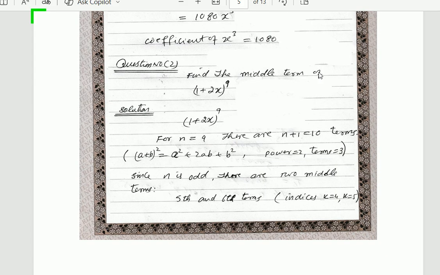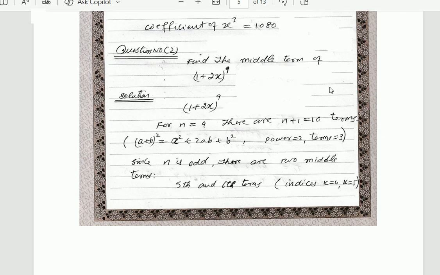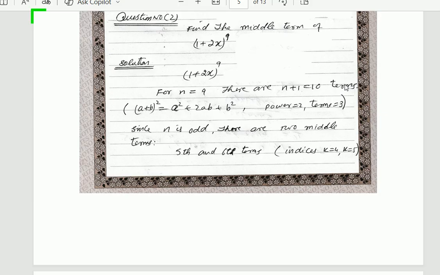Now in question number 2, find the middle term of (1 plus 2x) whole raised to the power 9. We know that in binomial expansion, when the power is n, the number of terms will always be n plus 1. Like you can see on the screen, in (a plus b) whole squared, the power is 2, so we shall have 3 terms: a squared plus 2ab plus b squared.